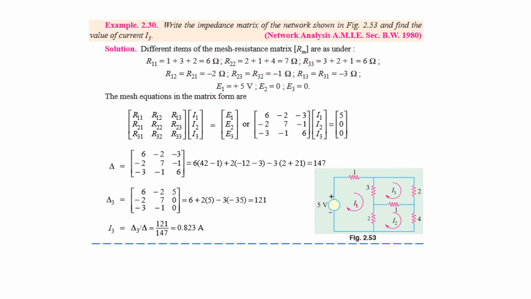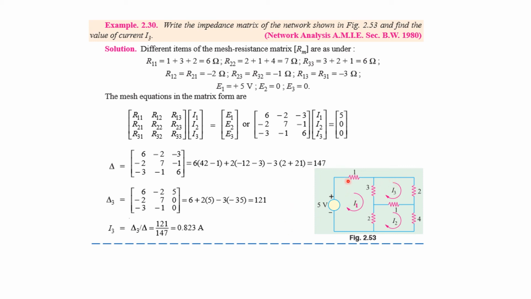Here in this diagram, what do you find? Loop 1 is there, loop 2 is there, loop 3 is there. So for the mesh matrix method, first find out R11, then R22, then R33. These diagonal elements should be found first. How to find this? Very simple. Summation of all the resistances which are included in loop 1 and 1 only, summation of all the resistances included in loop 2 and 2 only, summation of all the resistances included in loop 3 and 3 only.